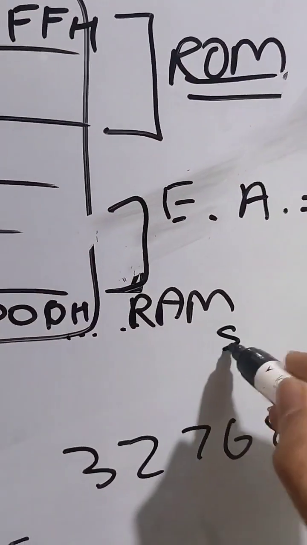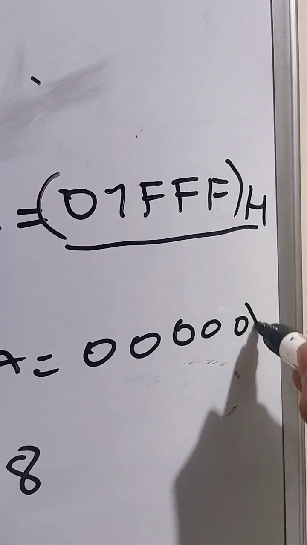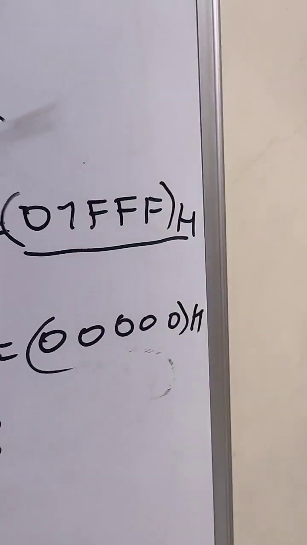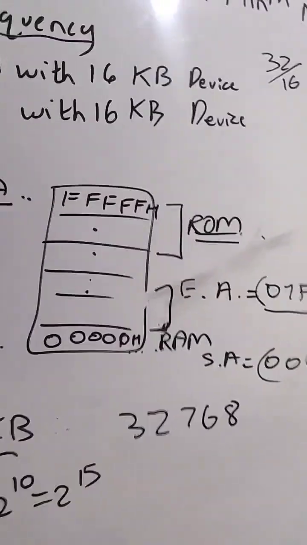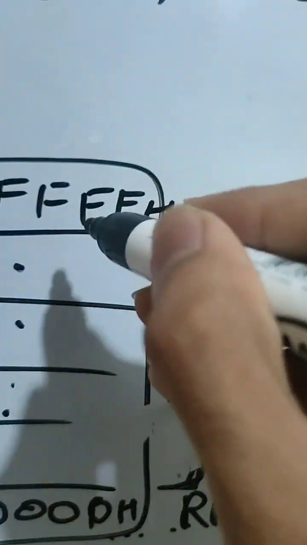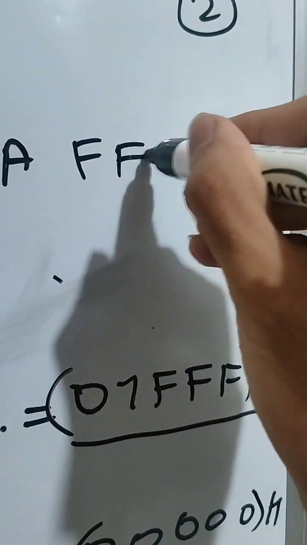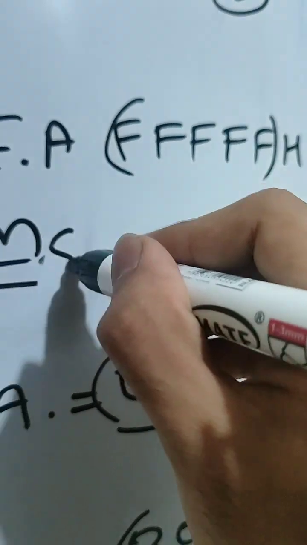So we have our starting address as all zeros, 00000H, and the ending address as 07FFFH. Nice. Now even for ROM we have an ending address already, no? That is all F's, that is FFFFFH. But we don't have the starting address here.